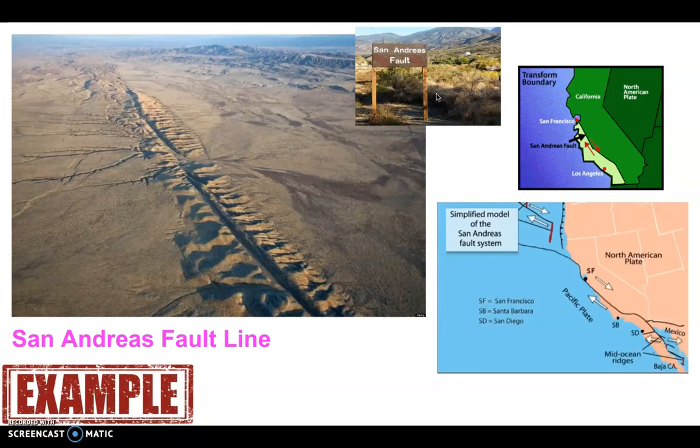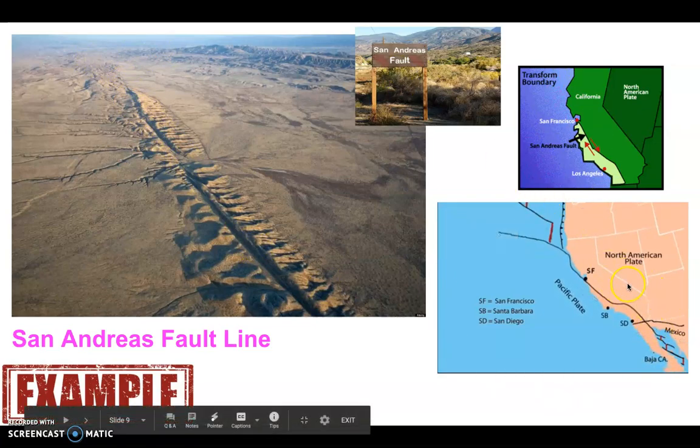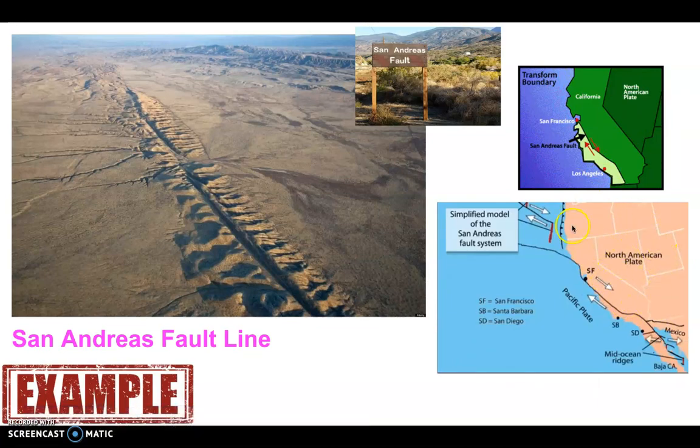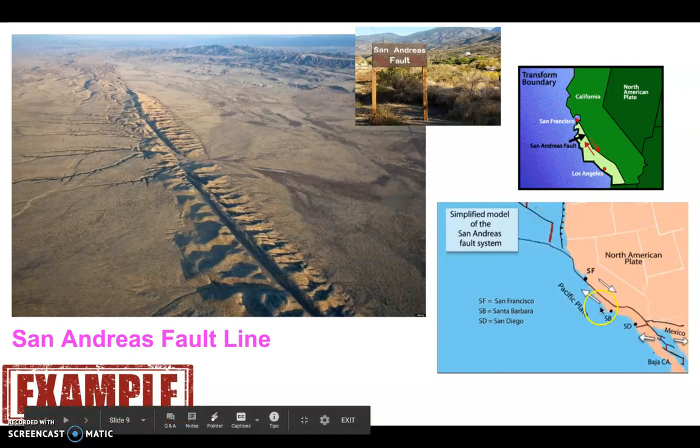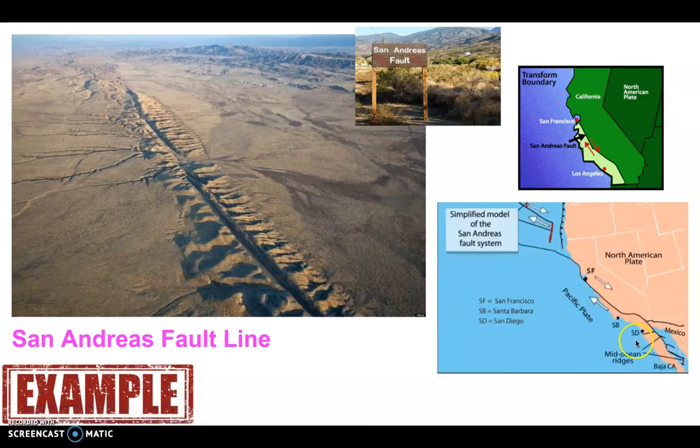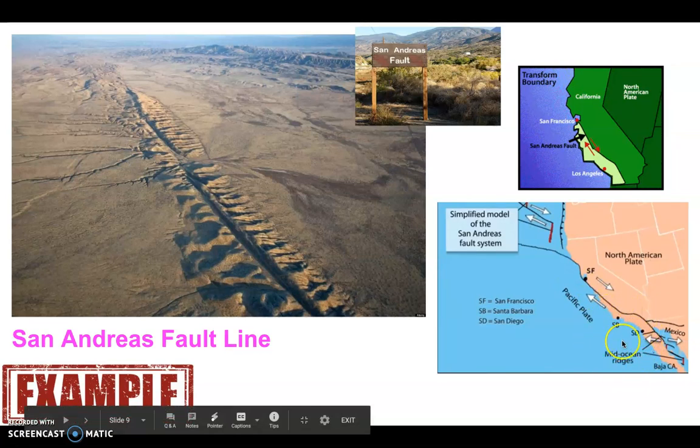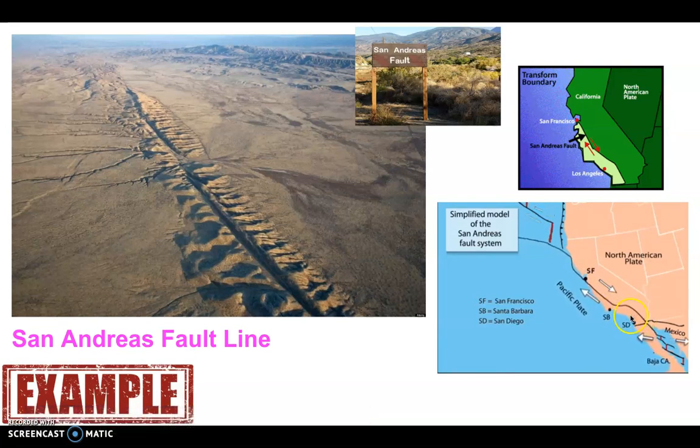The most famous example of a transform boundary is the San Andreas fault line in California. You can actually see part of that fault line in some areas in California. And if you look at the model pictured here, you can see that the North American plate is moving southward, and then a little bit of California and down South Mexico is on the Pacific plate, which is moving up. So over time, the part of North America that's on the Pacific plate is going to move up more and more and more. This is one reason why there's so many earthquakes in California. They're right on a boundary, and it's literally grinding back and forth against one another as those plates are moving.